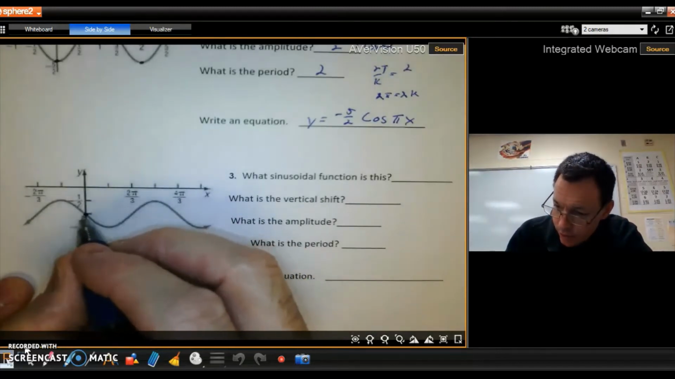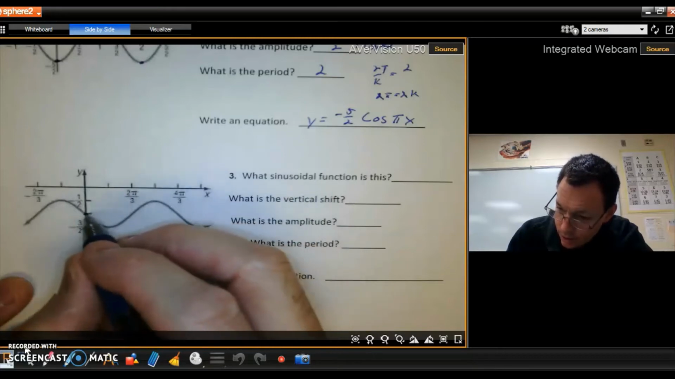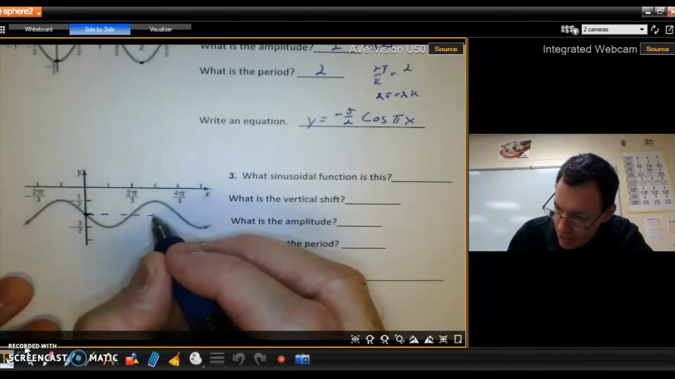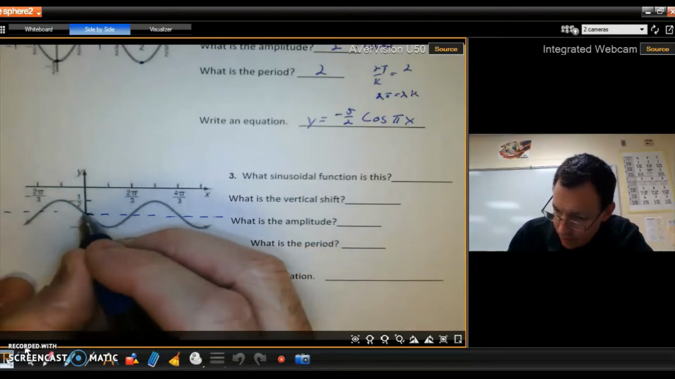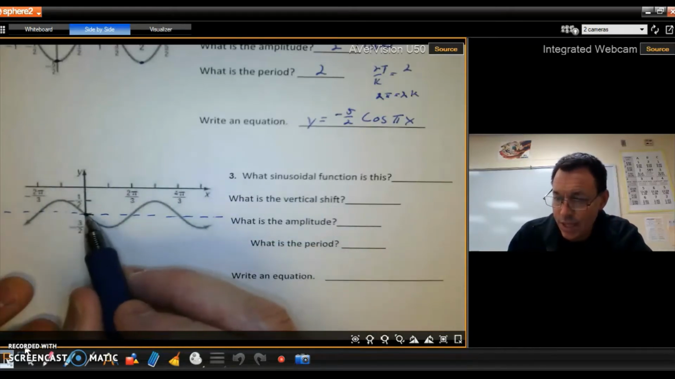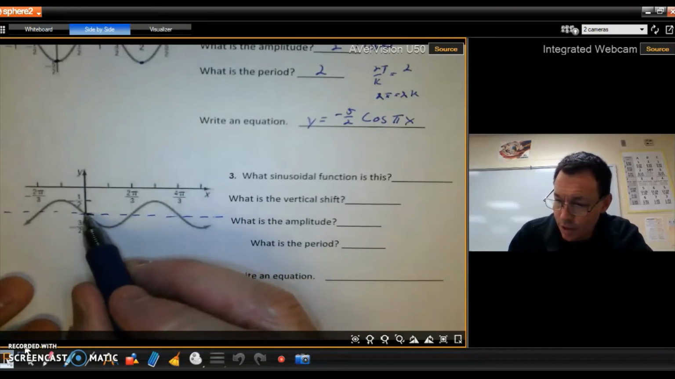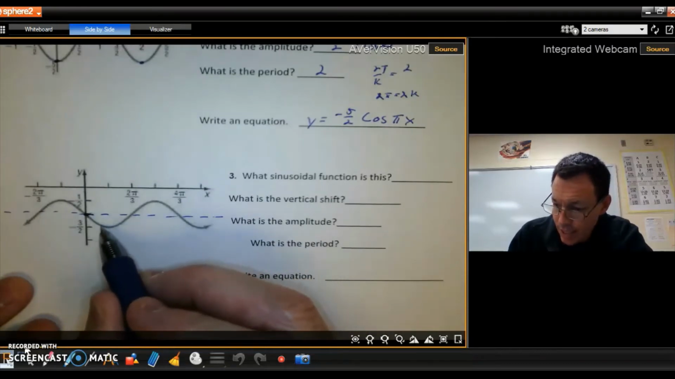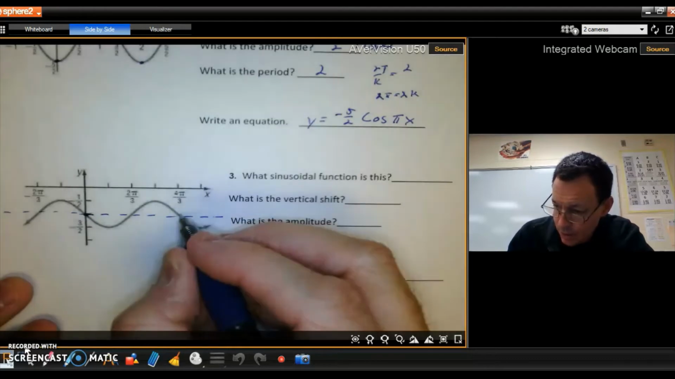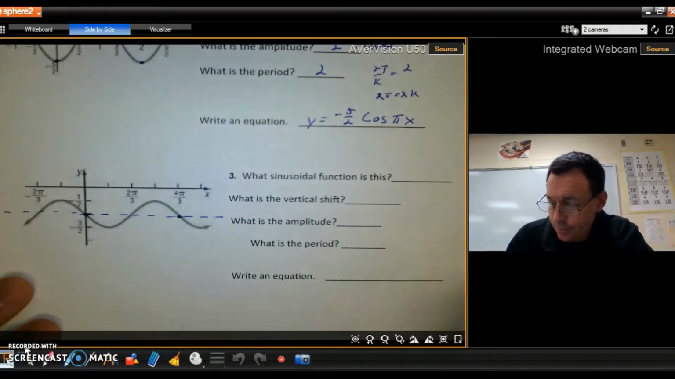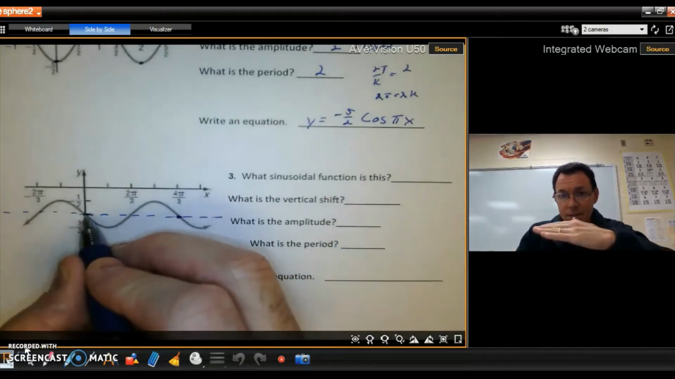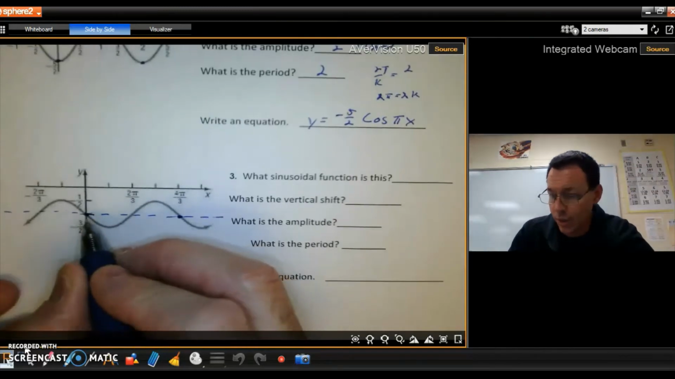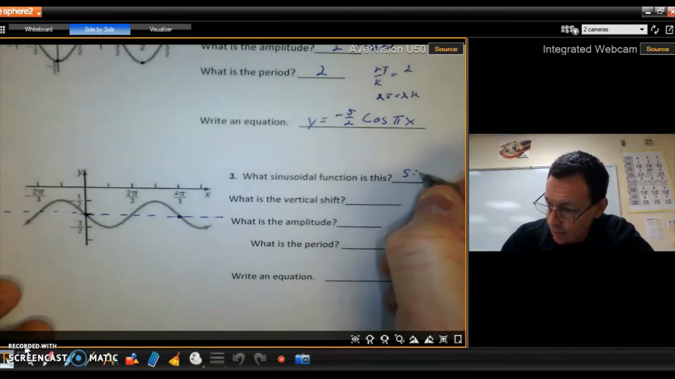Here is where the graph crosses the y-axis. So this is my middle, my midline, the middle of the graph. So if you were to pretend that this was the x-axis, notice what our graph does. Our graph goes through the middle, and then it goes down, and then it goes back up, and then it goes down again. It's right here. So, first off, what kind of graph is this? This is a sine graph. It starts in the middle. It doesn't start at the high point, doesn't start at the low point. It starts in the middle. So this is a sine graph.